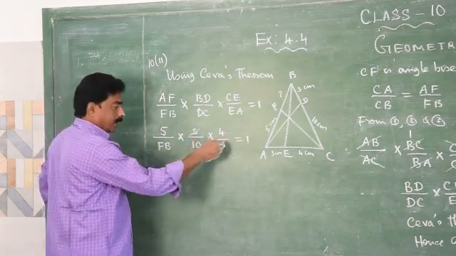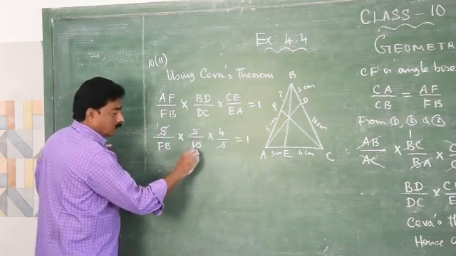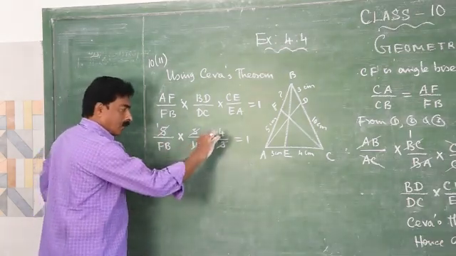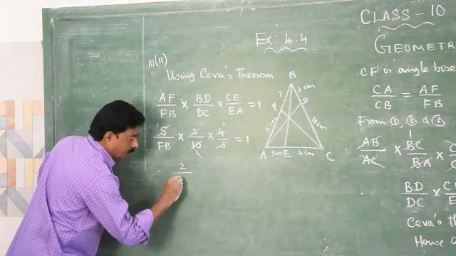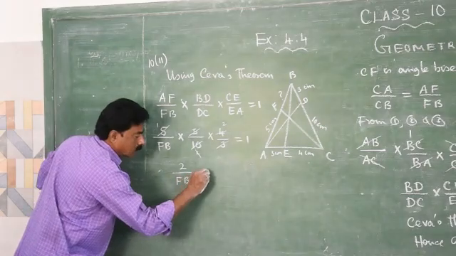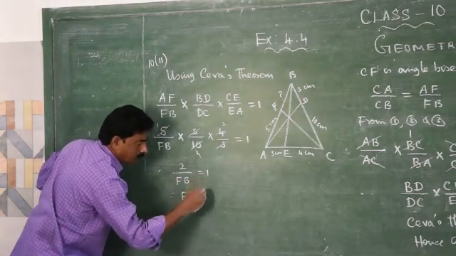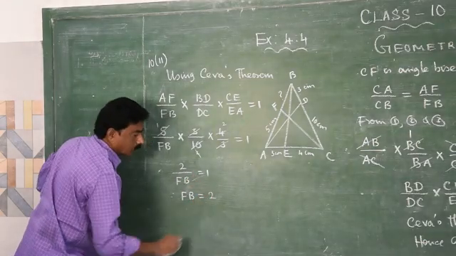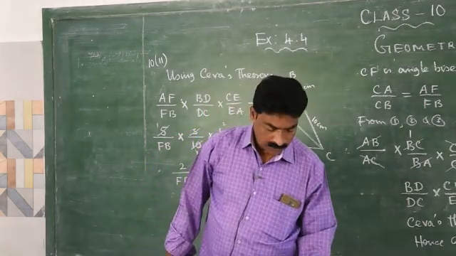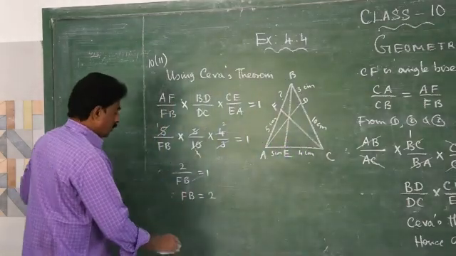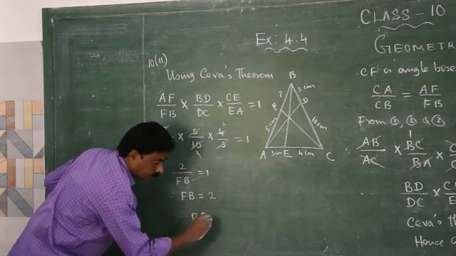So 3 and 3 you can cancel. 5 and 10, 2 times. 2 and 4, we cancel 2 times. So what you are getting? 2 by FB is equal to 1, or FB is equal to, cross multiply, you will get 2. So what is the length of the missing part? That is FB or BF, therefore BF is 2 centimeter.